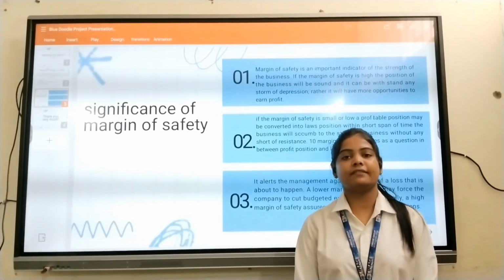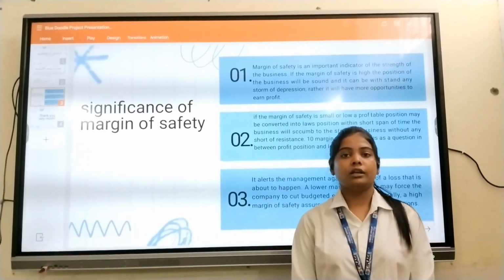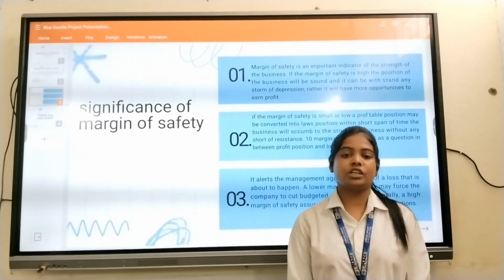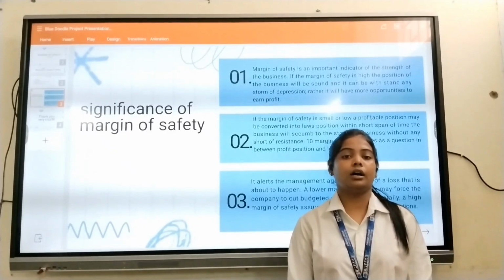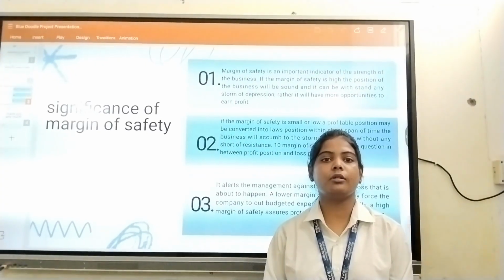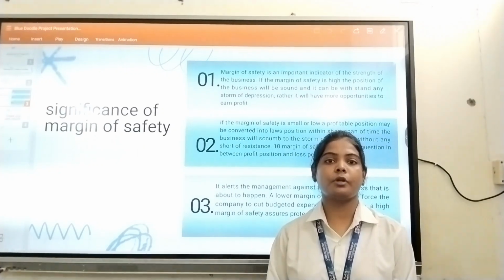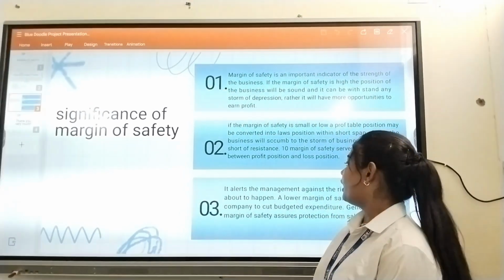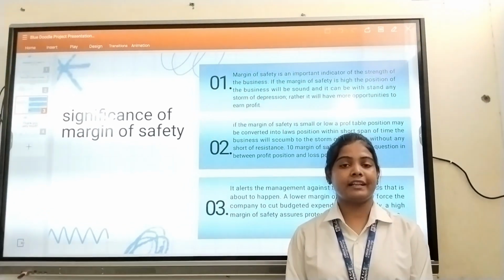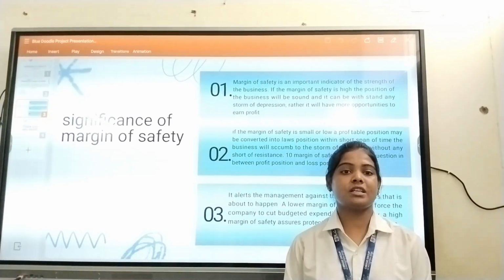But if the margin of safety is low or small, a profitable position can be converted into loss position. Therefore, margin of safety works as a cushion between loss position and profit position. Third, it alerts the management of risk of a loss which is about to happen.